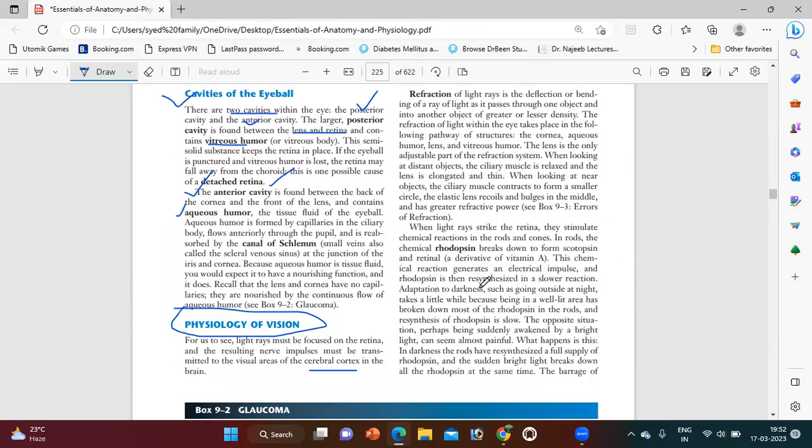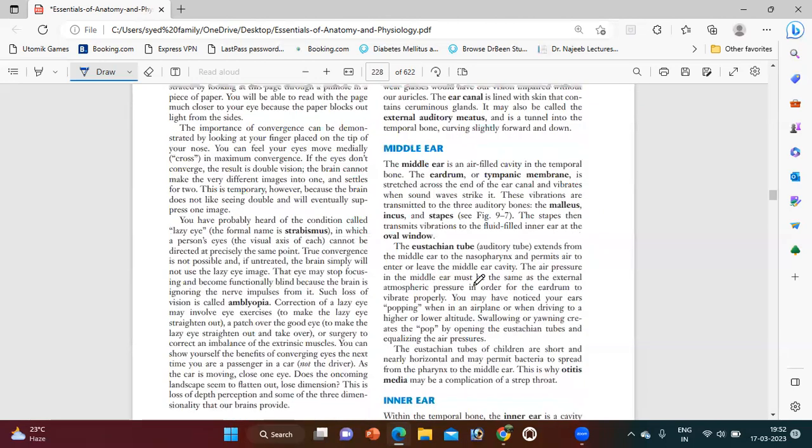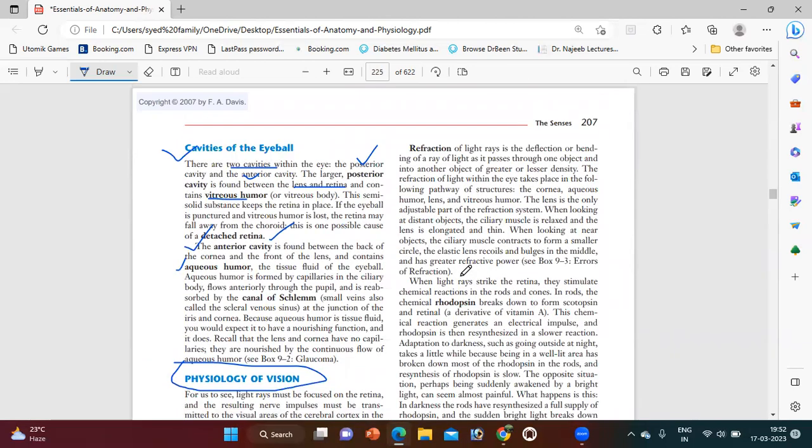Okay, and again we have to talk about this detail about the vision. Then we will complete our topic called the eye. Refraction of light rays is the deflection or bending of the ray of light as it passes through one object and into another object of greater or lesser density.